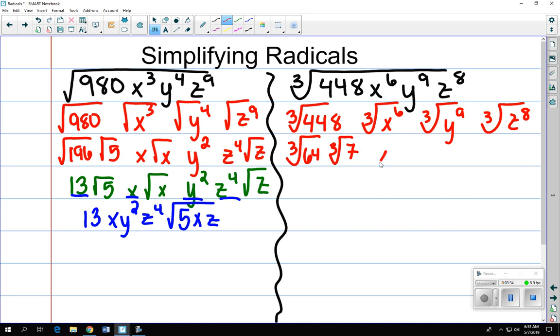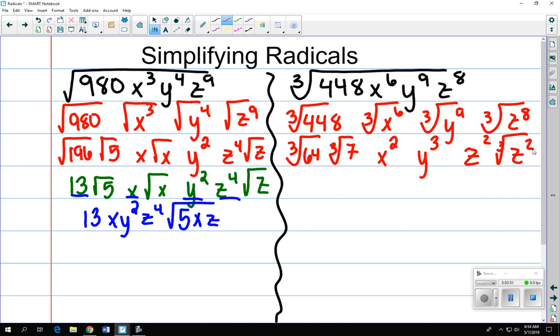So 6 divided by 3 will give me 2. 9 divided by 3 is 3. And 8 divided by 3 gives me 2 with 2 remaining. So I'm going to write z squared, cube root of z squared.